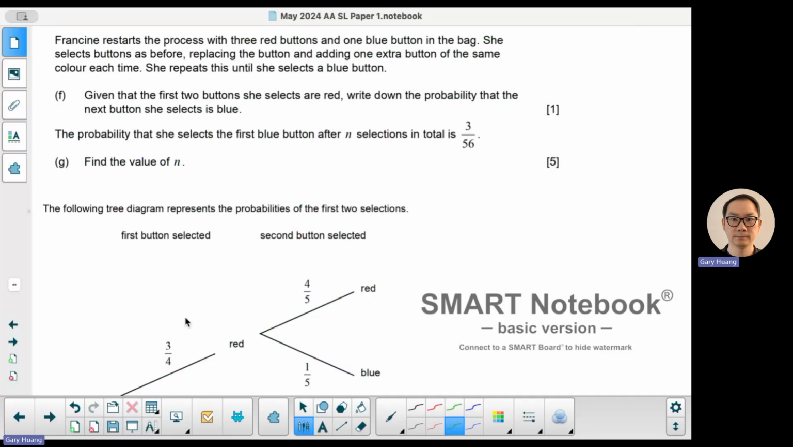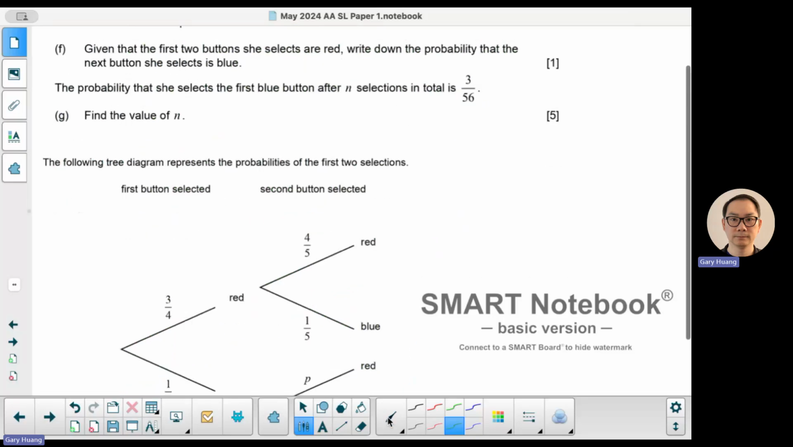Given that the first 2 buttons she selects are red, so we're looking at this scenario. The first one's red, the second one's red. Now we're here. Given that the first 2 buttons she selected are red, write down the probability that the next button she selects is a blue. So we want to know what is the probability that you're going to get a blue for the next draw.